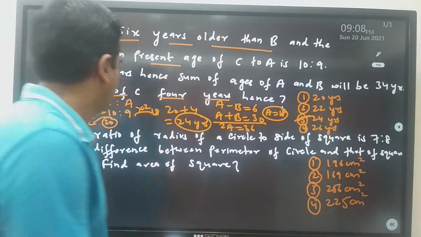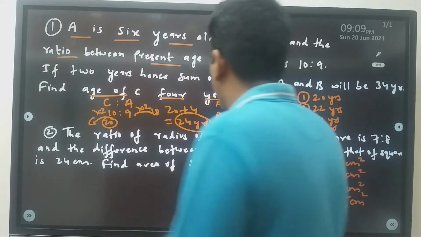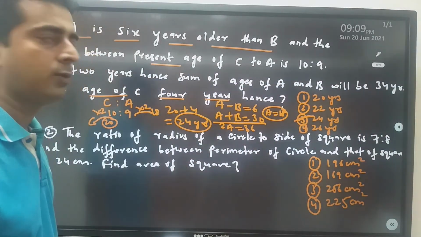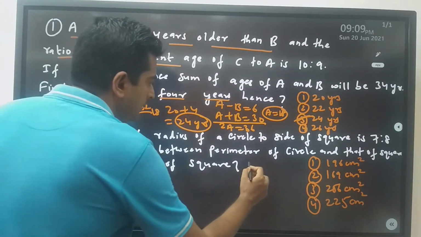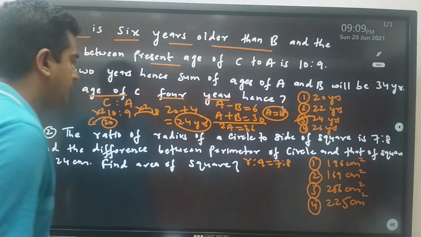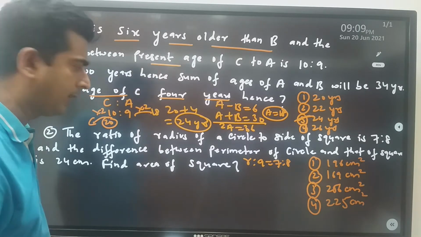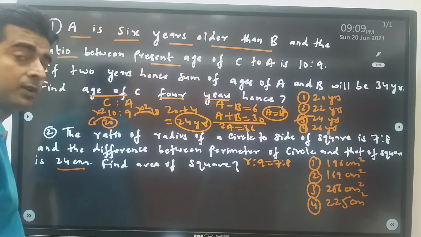Next one: the ratio of the radius of a circle to the side of a square is 7:8 and the difference between the perimeter of a circle and that of a square is 24 centimeter. Find the area of the square. Mensuration question, right? So the ratio of the radius of a circle to the side of a square is 7:8. That means R is to A is equal to 7:8. And the difference between the perimeter of a circle and the perimeter of a square is 24 centimeter.